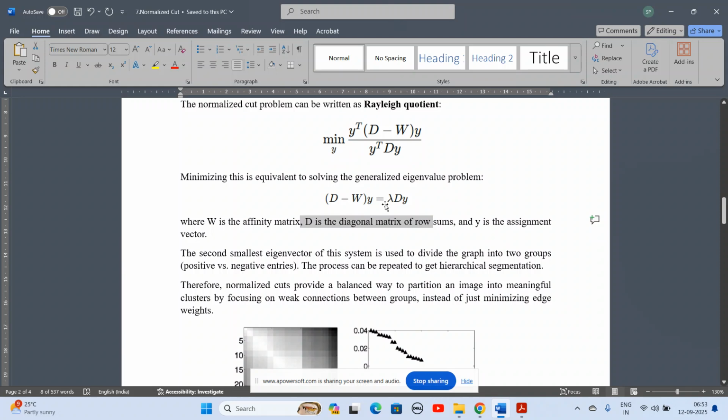So simply, we have a graph with so and so weights. We have two formulas. On applying these formulas, we will get eigenvalues and eigenvectors. The second smallest eigenvector of the system will determine the division. The second smallest value of the eigenvector is used to divide the graph into two groups.